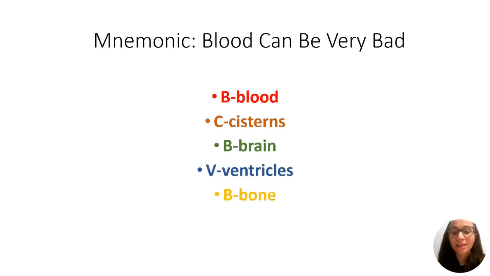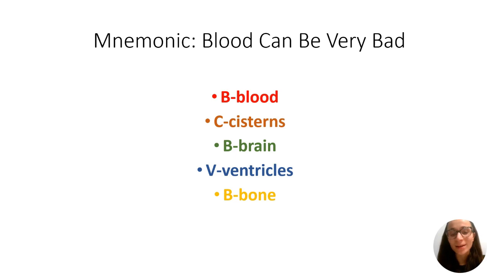There are many different systematic approaches you could use to interpret a CT scan. This is the one I use. I didn't make this up. This is not my mnemonic, but I just like to use it. It's called Blood Can Be Very Bad. B is for blood, C is cisterns, B is brain, V is ventricles, and B is bone.